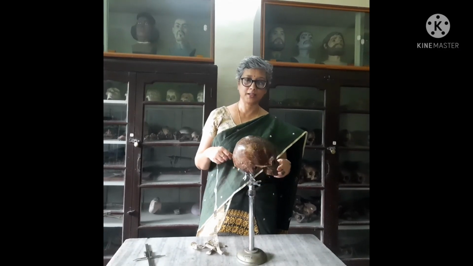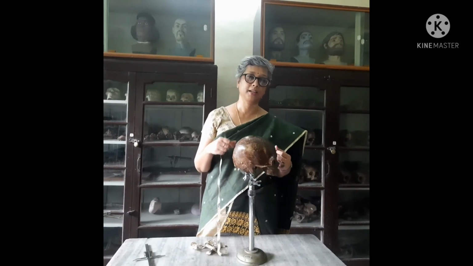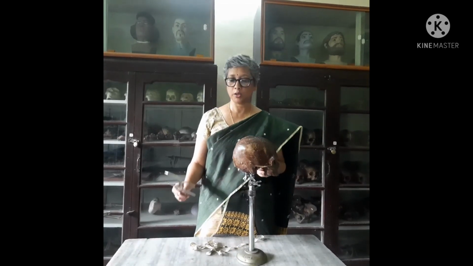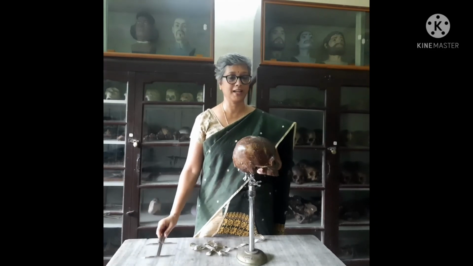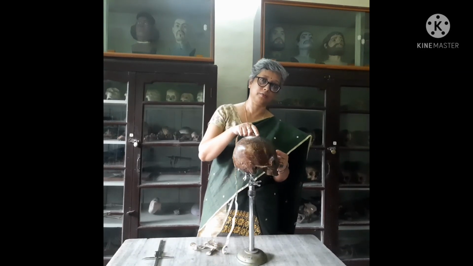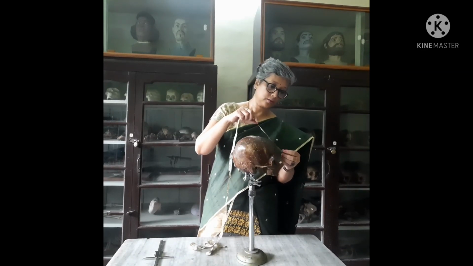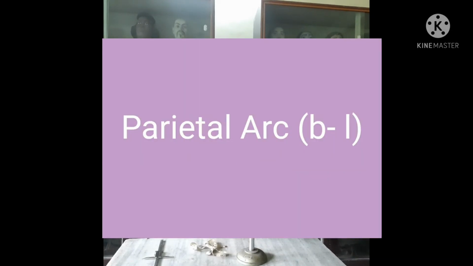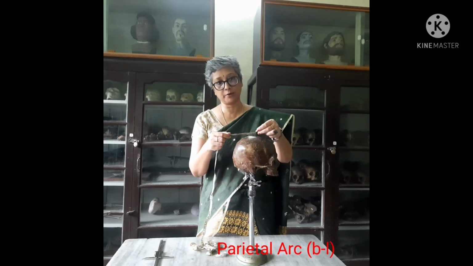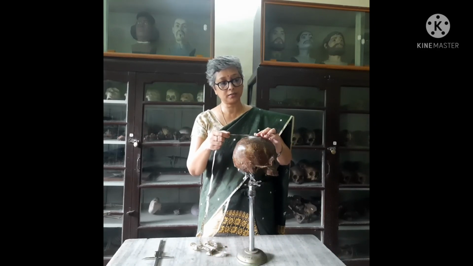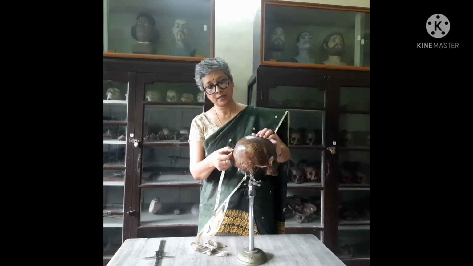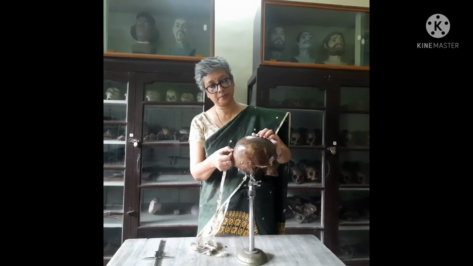The arc measurement is taken between the landmarks which are the same as those of the chords, but the difference here is that we use a measuring tape instead of the sliding caliper. So the arc measurement is taken over the surface of the cranium or the skull. For the parietal arc, we have the landmarks which we discussed for the parietal chord, that is the bregma to the lambda, but we take the measurement with the help of a measuring tape over the surface of the cranium.